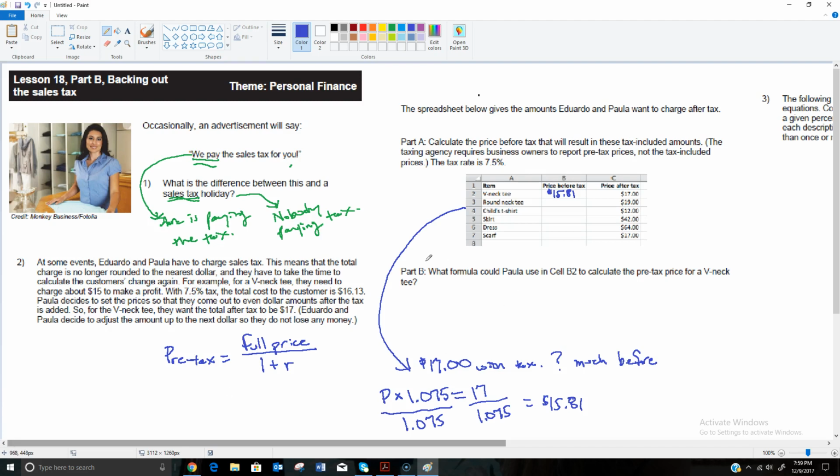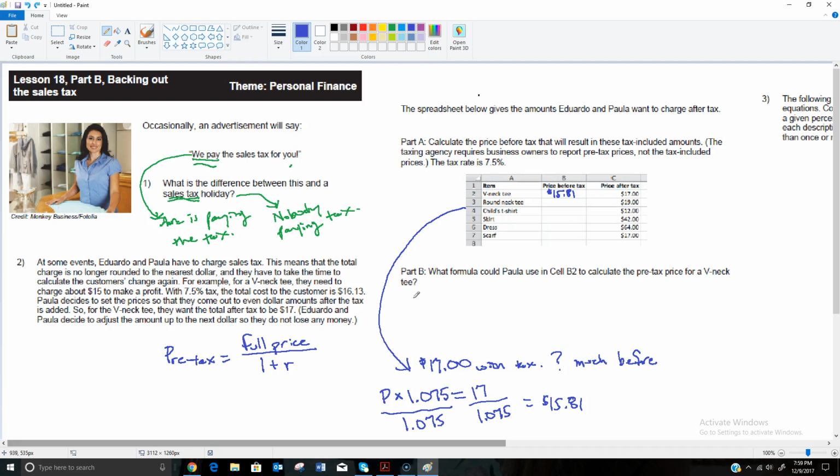So that's how we can figure out the prices for these other ones. So for B2, to get B2, we would take, whoops, I did that wrong, sorry.